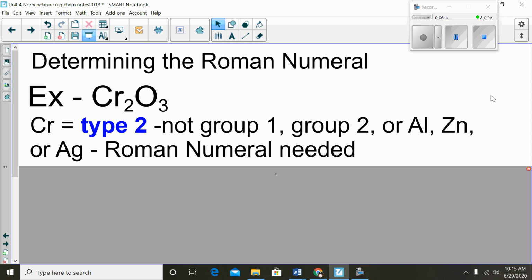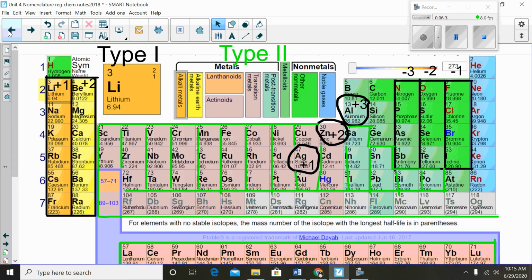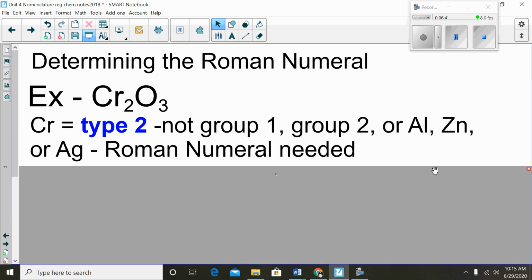So my first example is Cr2O3. Now you have to provide the proper name with the proper Roman numeral because Cr, which is chromium, is type 2. It's not in group 1, group 2, and it's not aluminum, zinc, or silver. So that means a Roman numeral is needed. So chromium is actually right here, so it's in this type 2 section. Now you notice there is no charge in chromium's box or in its group. There's nothing there for chromium because it has several charges. You have to figure out which one is needed in this formula.